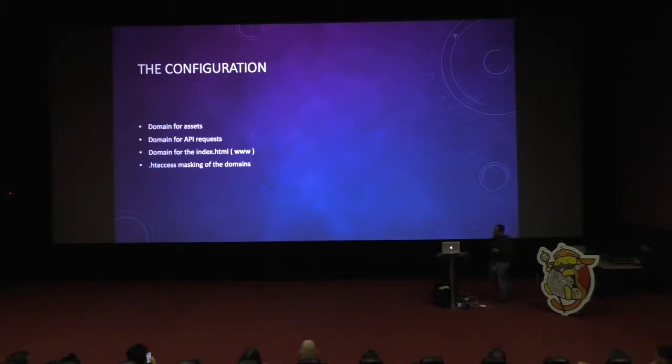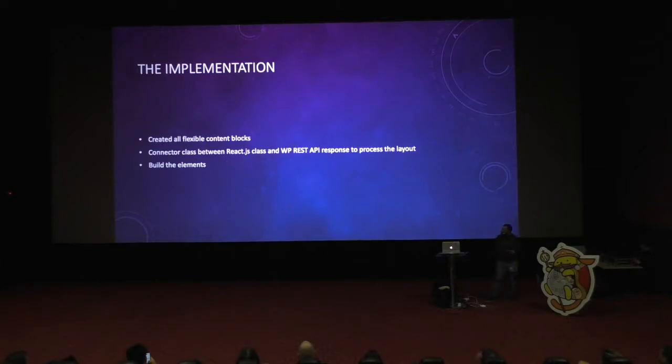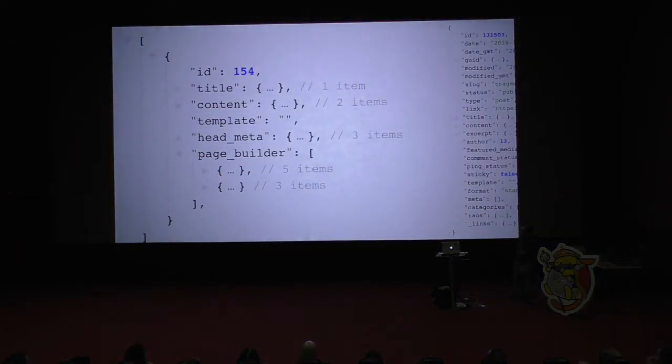And then, as I said before, we've built one index.html file that we put into the www subdomain, and everything goes through there. The way that we implemented it is that we created flexible content blocks, a separate flexible block for each section. And then we made a connector class between React and the WordPress API response, so we can process the layout. For example, we have a hero home section, and we have a JavaScript React hero home class. As you can see on this response, the first one with the three dots under the page builder has a key, which is the page layout. Based on that page layout, we have mapped a specific React class that's going to render that layout.